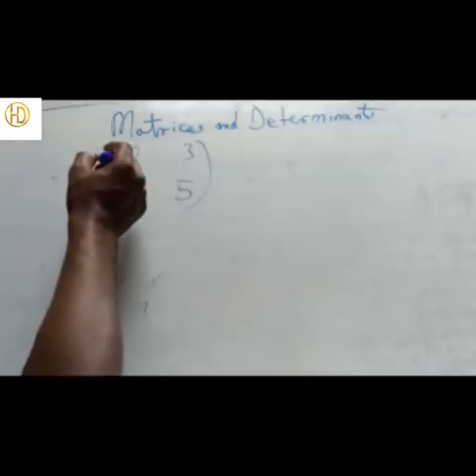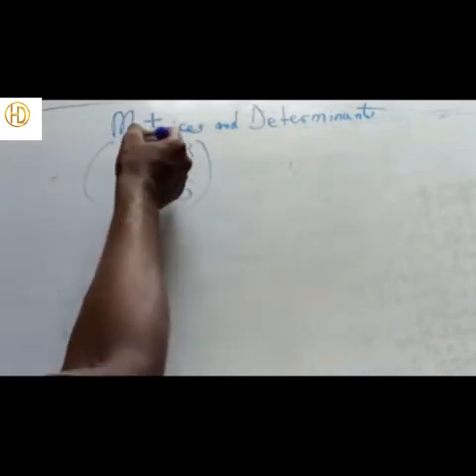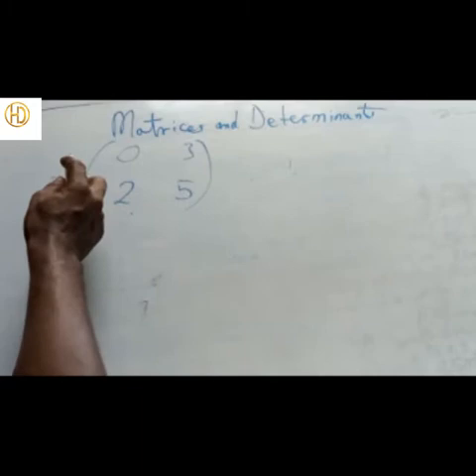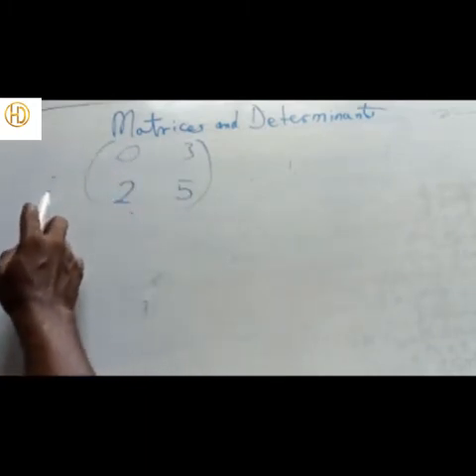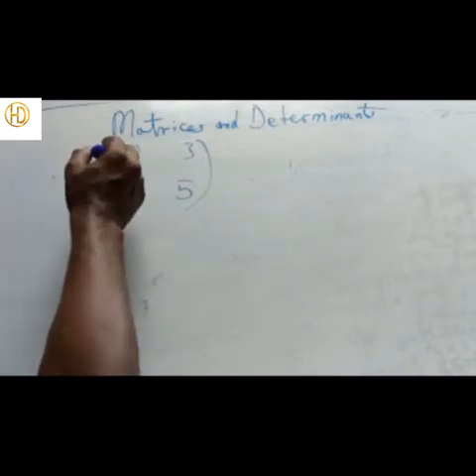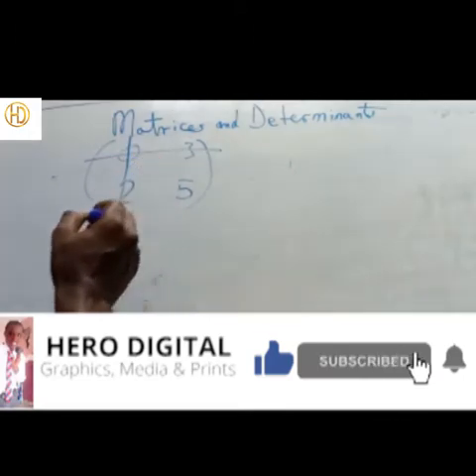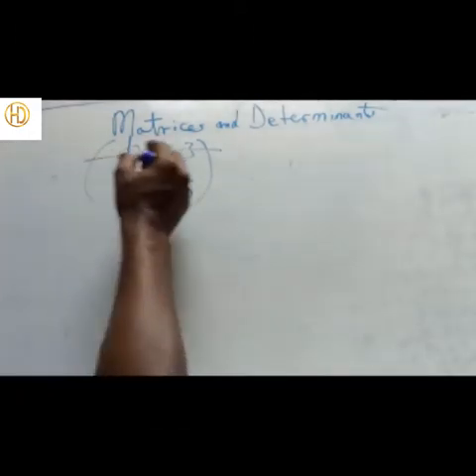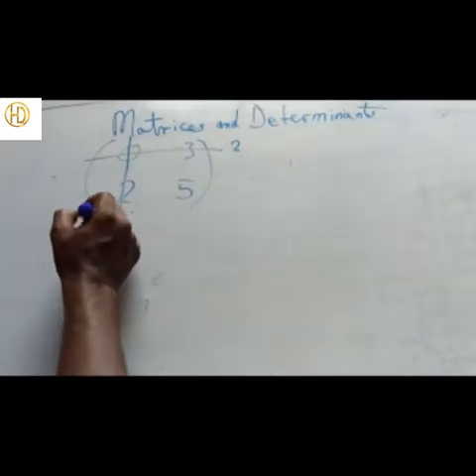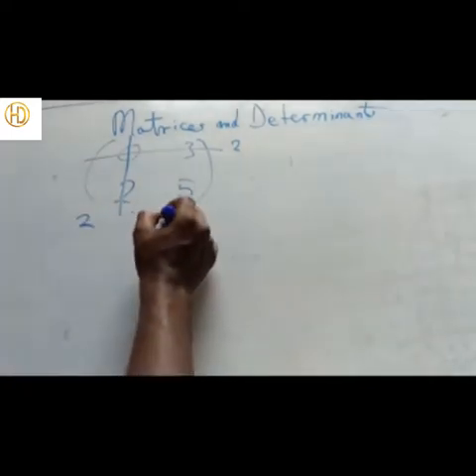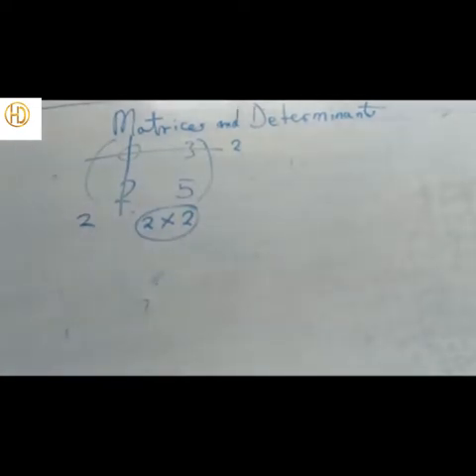Here we have our row, and we have our column. Here we have 2 rows, 1, 2, then the columns, 1, 2. The horizontal is the row, and the vertical is the column. So horizontally we have 2, vertically we also have 2. So this gives us a 2 by 2 matrix.